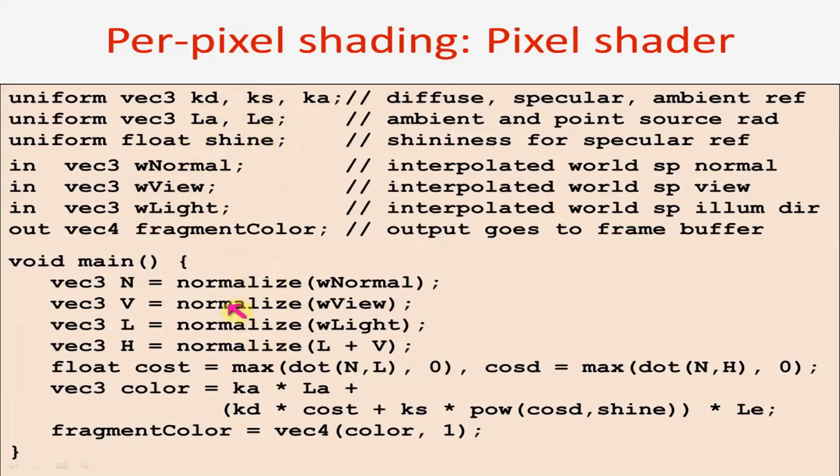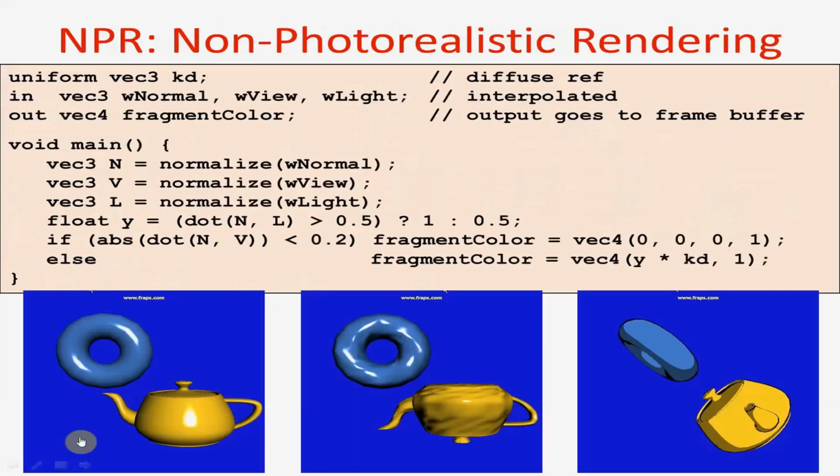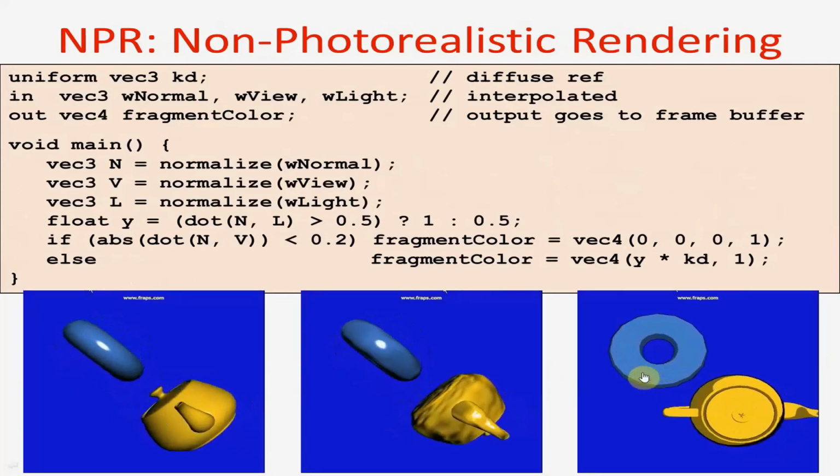First, the normal, view, and light directions are normalized, then the half-wave vector is computed, and finally we use the ambient plus diffuse plus specular reflection model to obtain the reflected radiance, and this reflected radiance is written into the frame buffer.